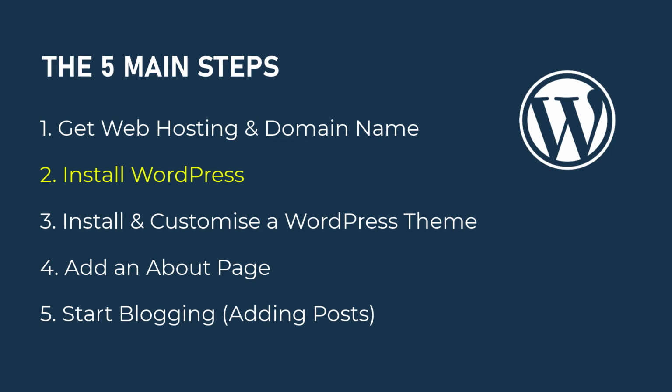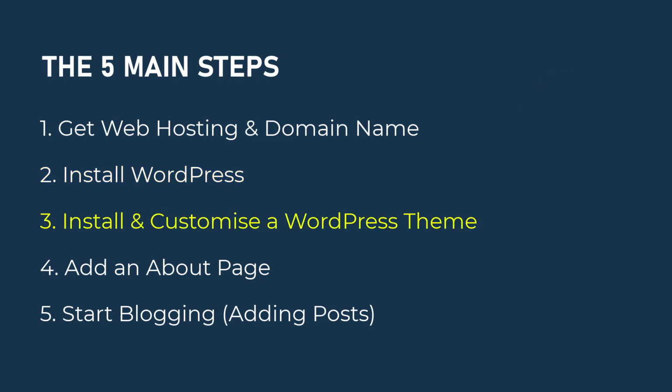Then once we have our hosting and domain name, we can move on to installing WordPress. This is only going to take about 60 seconds or so for us to do, and as WordPress is open source, it's also 100% free for us to install. Then once we've installed WordPress, we're going to move on to the third step, which is installing and customizing a WordPress theme. This is going to change the entire look of our WordPress site and make it more like the blog we're trying to build.